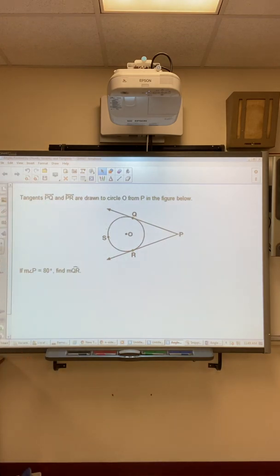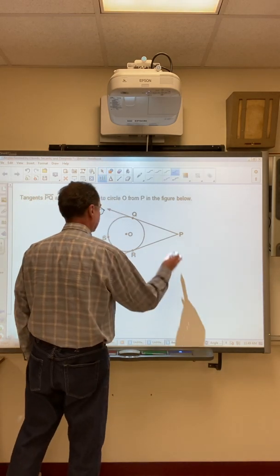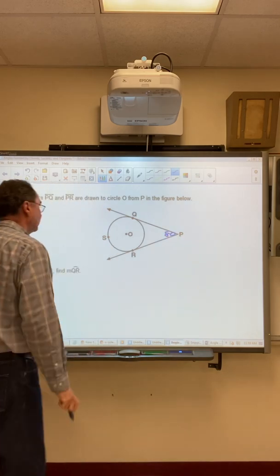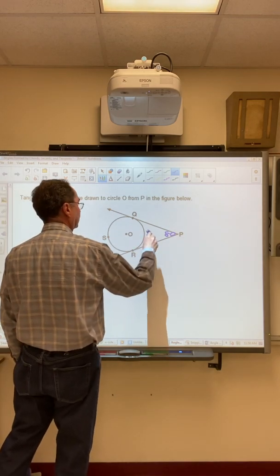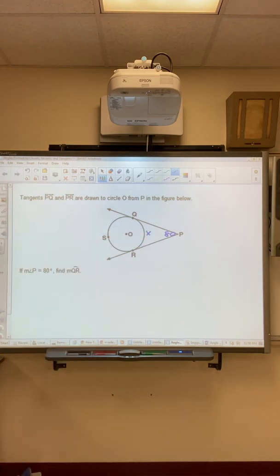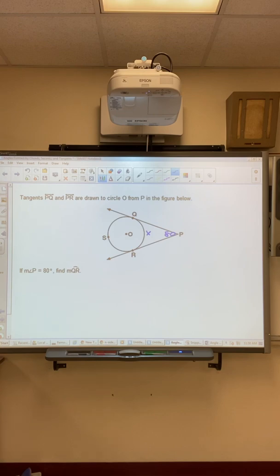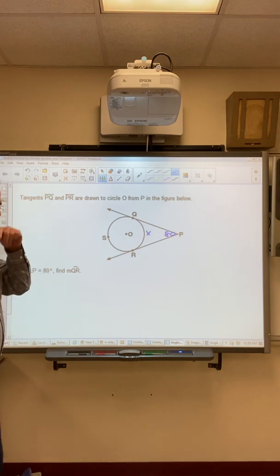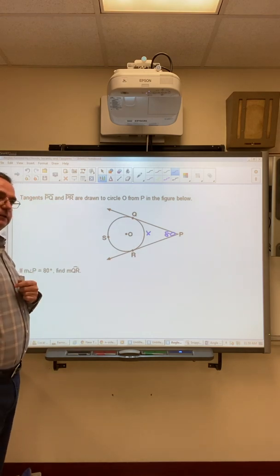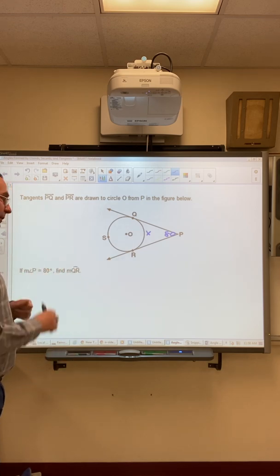Now look at this one. All we're given is angle P. We're trying to find QR. Well, I'm going to put an X on QR. All right. Now, if QR is X, what is the measure of QSR? We know all the way around is 360 degrees. We know that piece is X. What is the other piece?